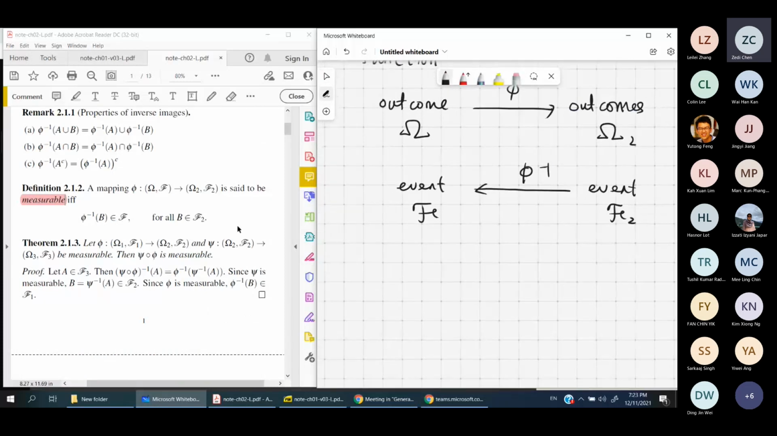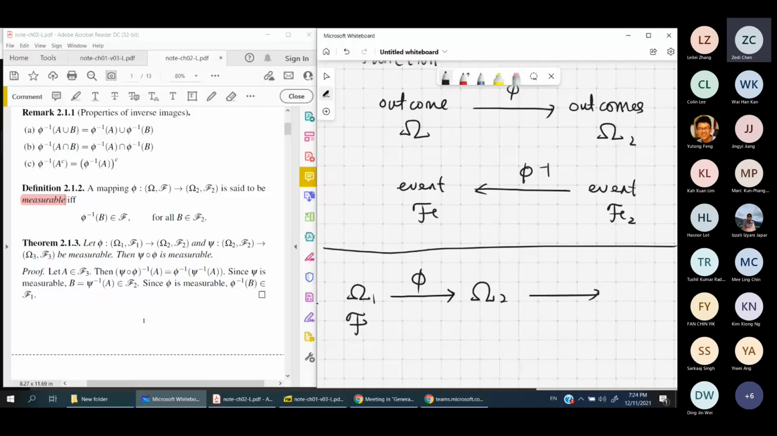Okay, so we have these theorems. First theorem is a very straightforward one. Theorem 2.1.3. We have 3 sample spaces, omega 1, omega 2, and omega 3 with sigma fields F1, F2, F3. Okay, so let's say we have 2 measurable functions, phi and psi. So first one to here. Here maybe I'll put together this F1, and 3.